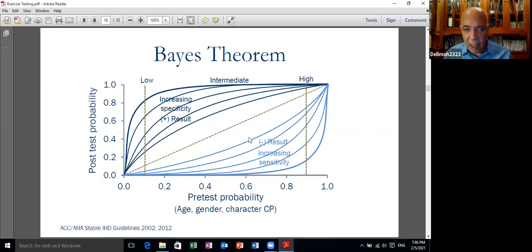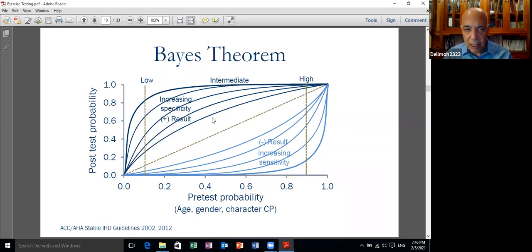If this is the line of identity and the patient gets a negative result, then he moves away from it. Let us say he had a pre-test probability of 40%. If the result is negative, it's going to go down from 40% to 20% or less. If he gets a positive result, he changes from 40% to 60% or more.